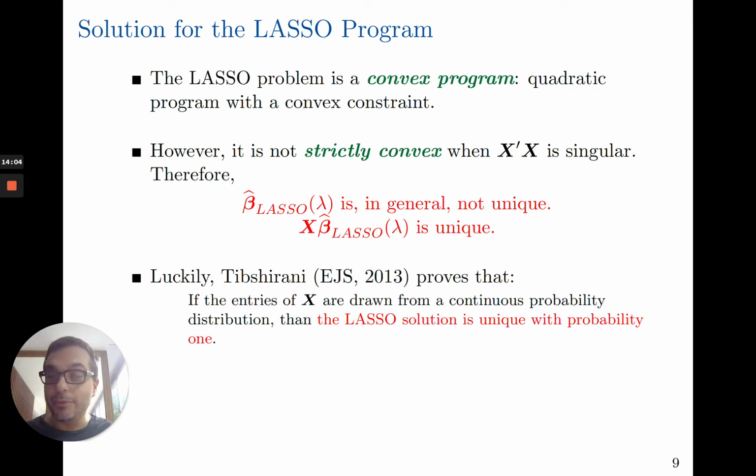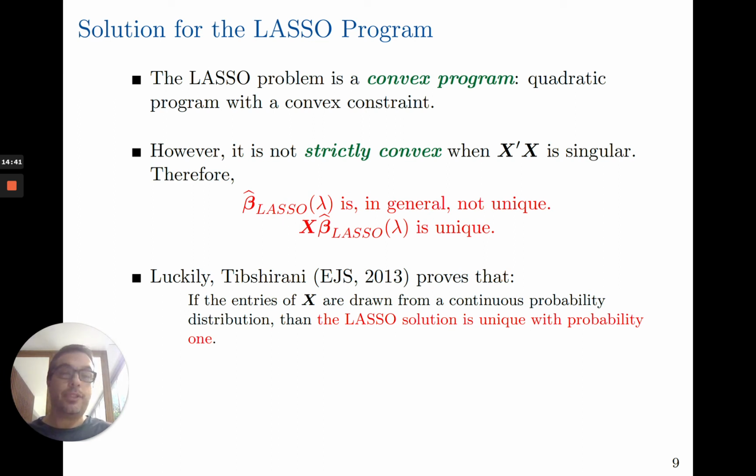Nevertheless, we have good news for you, because there is this paper by Ryan Tibshirani, which was published in 2013 in the Electronic Journal of Statistics. This paper is on our Google folder, so if you are curious, you can take a look at it. But the overall message is that if the entries of X are drawn from a continuous probability distribution, then the lasso solution is unique with probability 1.